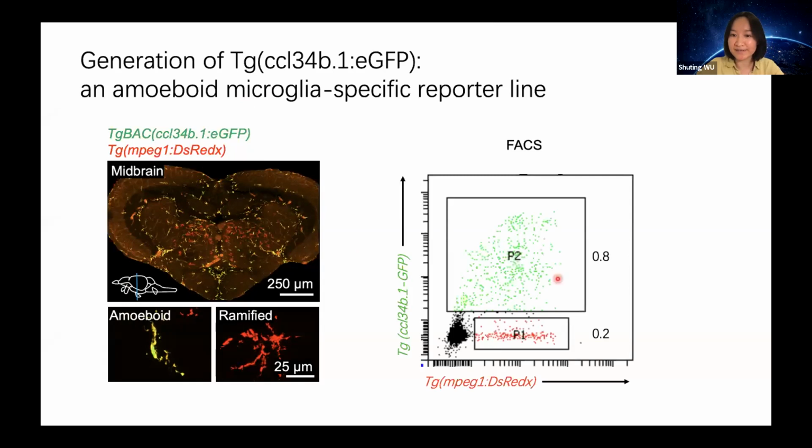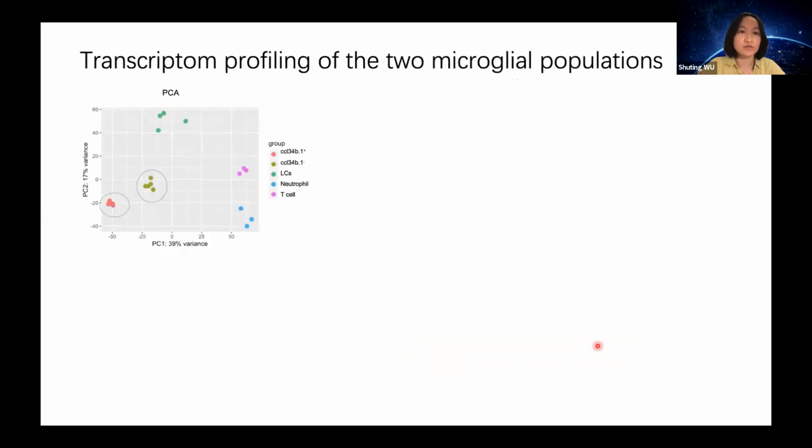So through the FACS experiment, we can find that the CCL34-beta1 positive microglia is the predominant microglia population, accounting for 80% of the total microglia, while the ramified microglia accounts for only 20%. So now that we already have these two transgenic lines that can distinguish and separate these two populations, we are able to perform the RNA sequencing. So that's what we did.